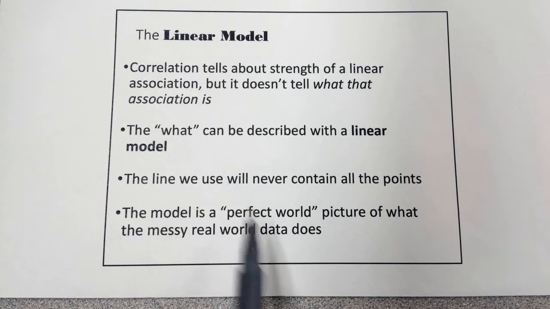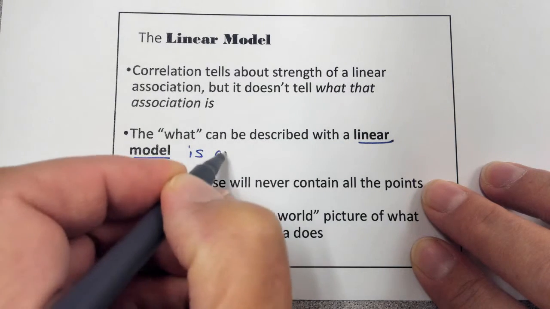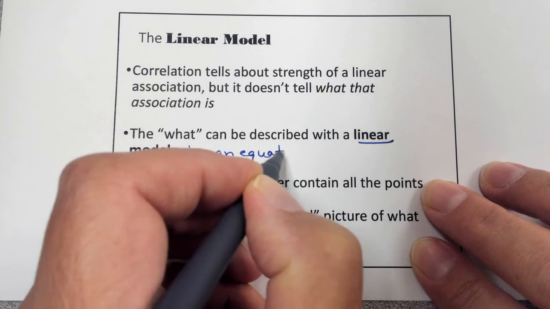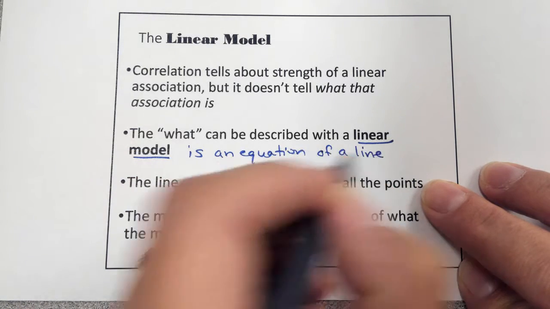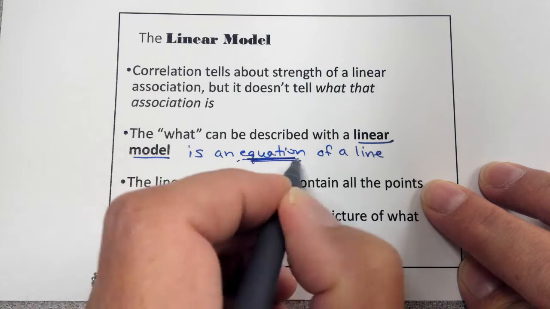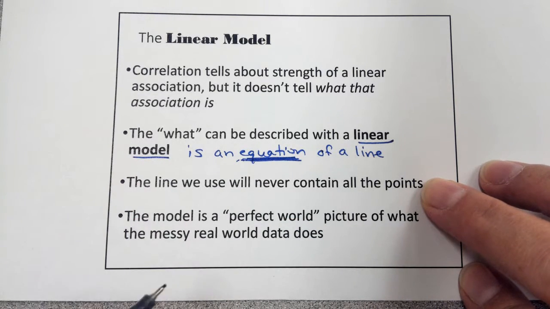It's a line. So a linear model is an equation of a line. We want to know what the line is, not just that there is a line, not just what it looks like, but we want to know that line, because that line could be useful for making predictions.